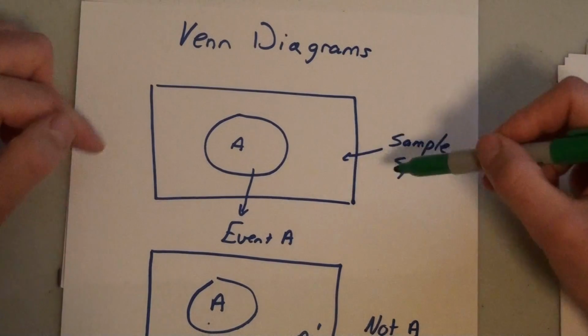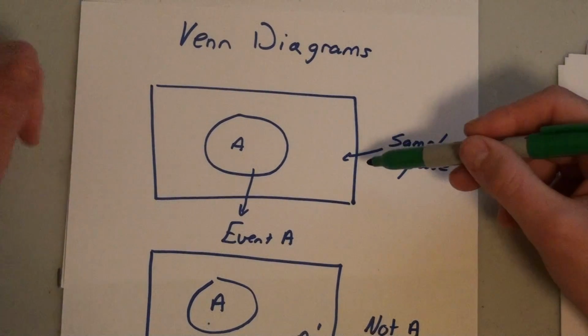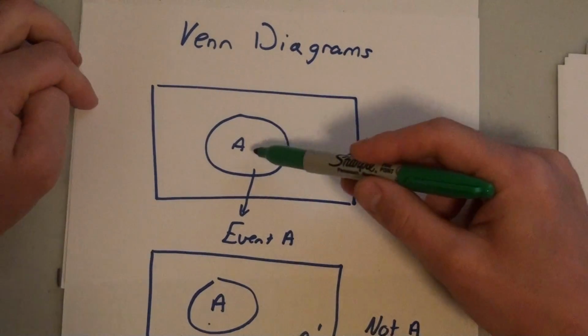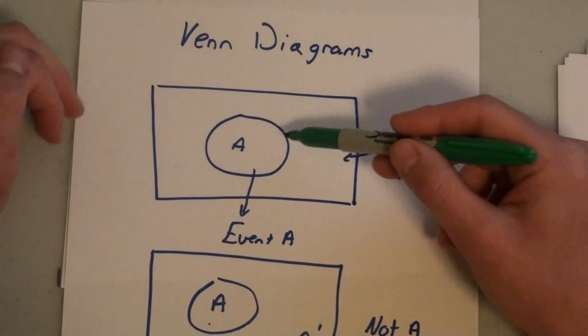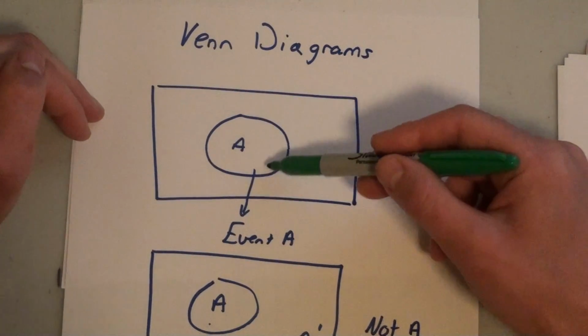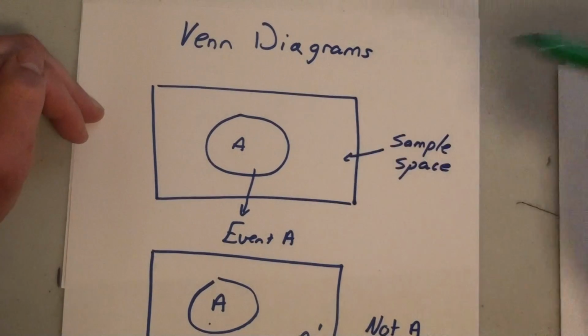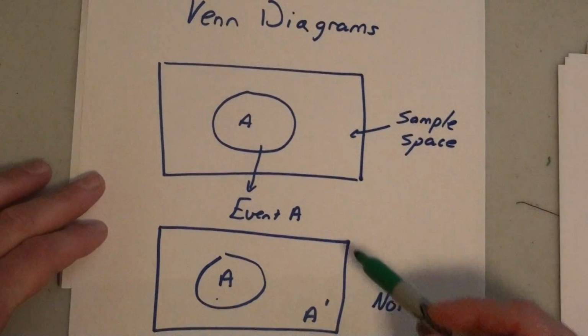The box represents the sample space, all possibilities. Your circle represents an event, something that's happened. And so the number that would be in the circle will be an event. We're going to give it the letter A, or it could be something else.